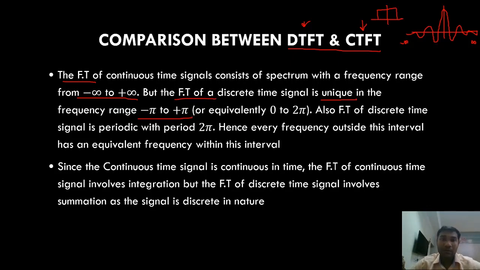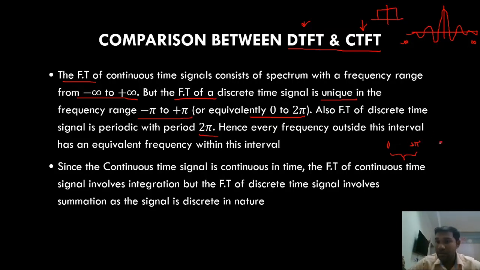pi, right? If you look at the discrete time signal that we'll see later in the coming slides, for a discrete time signal, the Fourier transform is unique in the range of minus pi to plus pi or equivalently 0 to 2 pi, which means the Fourier transform of a discrete time signal, the DTFT, is periodic with period 2 pi. Therefore, whatever frequency you take outside this interval of 0 to 2 pi, it has a corresponding frequency in this interval.